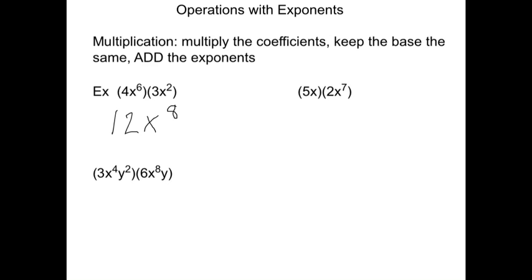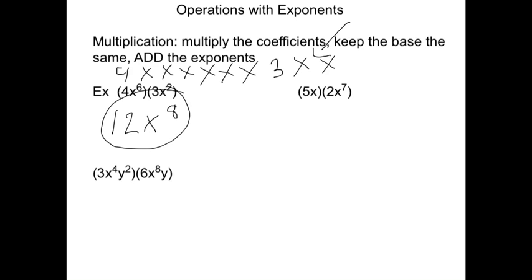The reason this works is because 4x to the 6th is really 4 times x times x times x times x times x times x, or x 6 times. And 3x squared is 3 times x times x. Therefore, it's 4 times 3, which is 12, and x, x, x, x, x, x, x, x, which are 8 x's, or x to the 8th. So whatever x is, you're going to take it to the 8th power because you're multiplying it by itself 8 times. So instead of listing it out the long way, you can apply the rule, which will give you the shortcut.